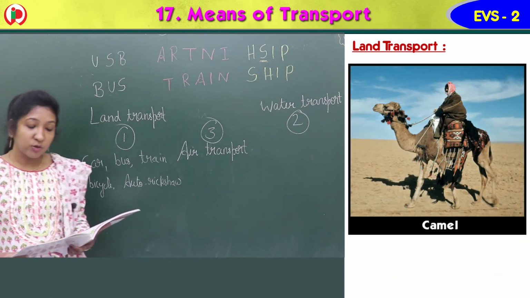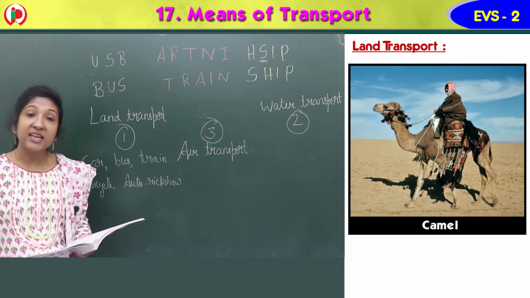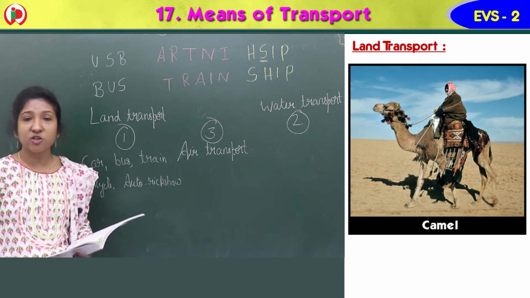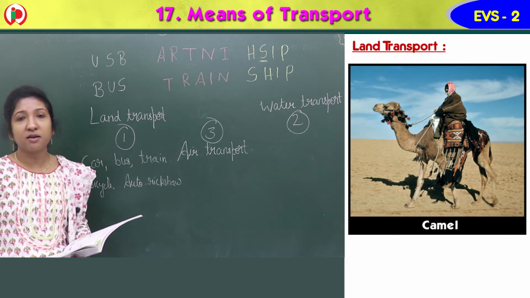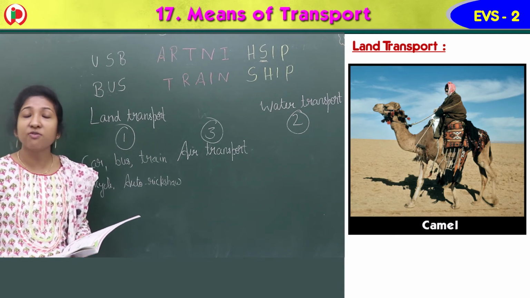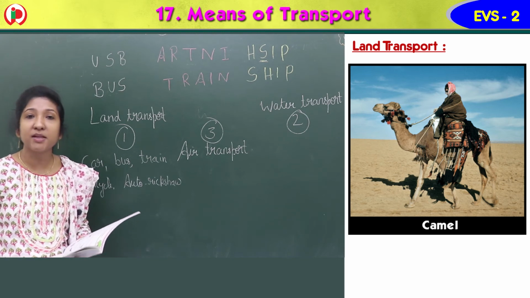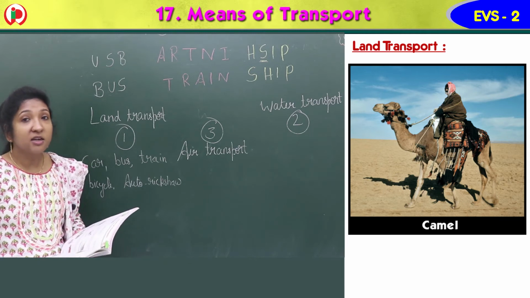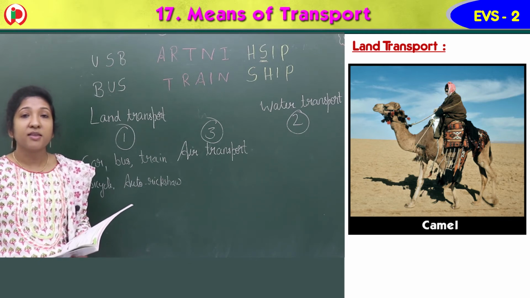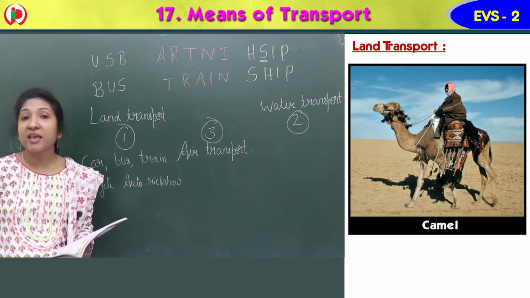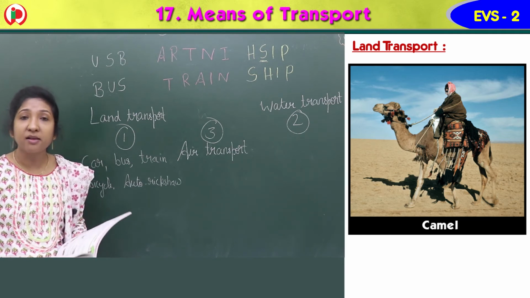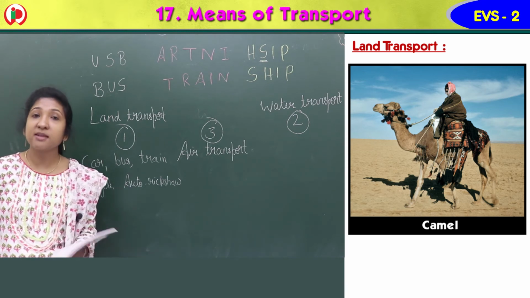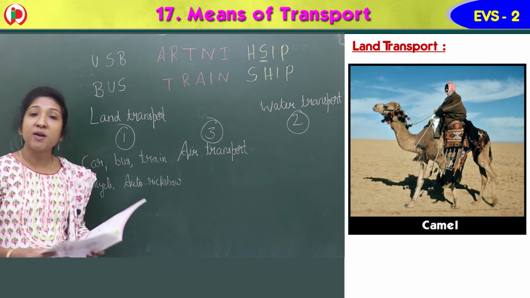Then camels are used to carry people and goods in desert areas. You know desert area, there is no rain at all. Very few people stay there because water is not available there. No plants, no trees, nothing. But in the desert also, people take the help of an animal, the camel, to carry things and people from one place to another.